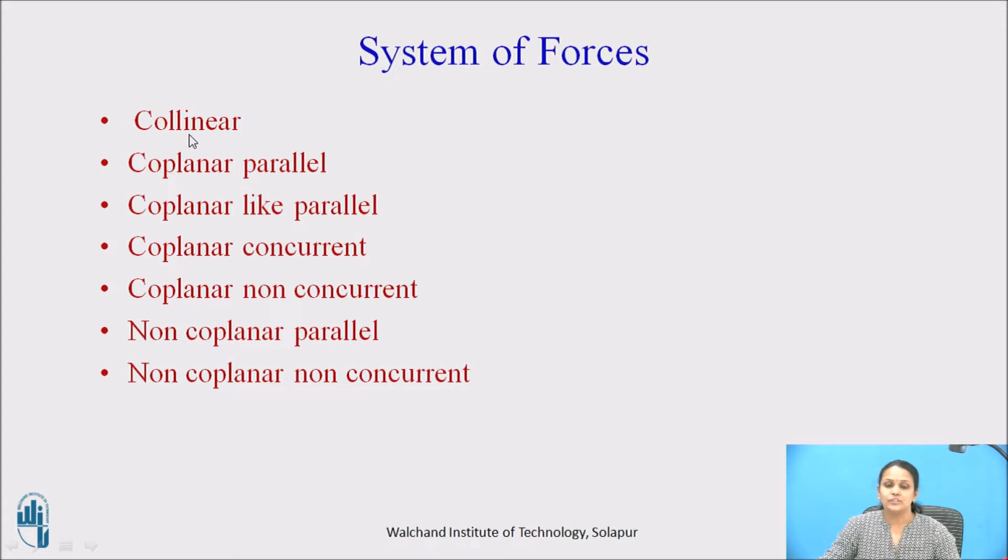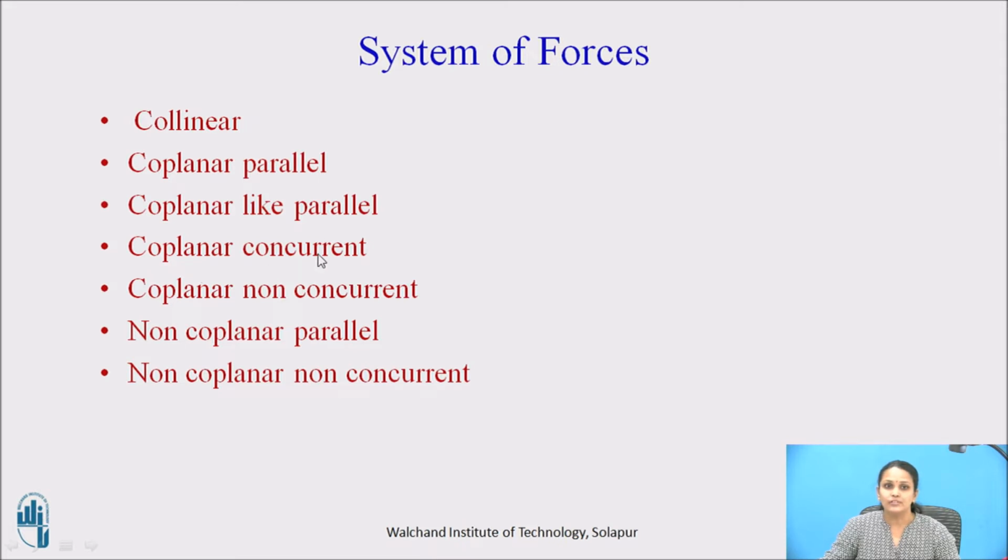Collinear force system. In this, the line of action of all the forces is the same along the line. Second one is coplanar parallel forces. So these are the forces which are parallel to each other, but the direction may be different, and all these forces will lie in a single plane. The next one is coplanar like parallel forces. In this force system, all the forces are parallel to each other and the direction of the forces is the same, and they lie in a single plane.